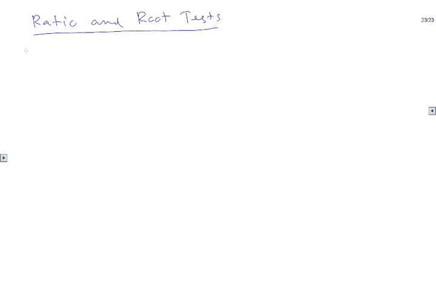So let's write this as a theorem. This is the ratio test. So we can take a ratio. It's a very powerful test. So let sigma an be a series. Then three things can happen.